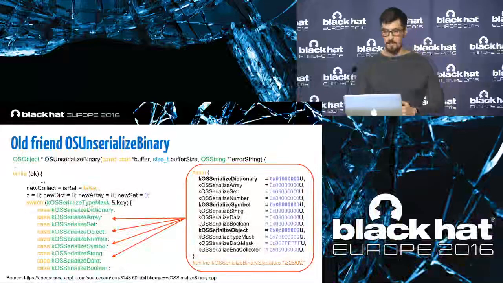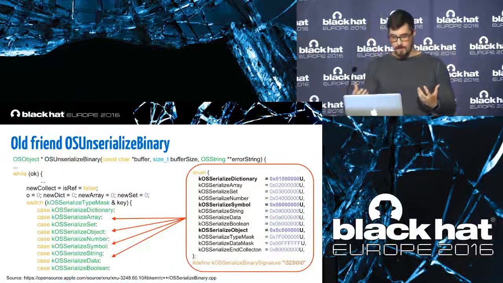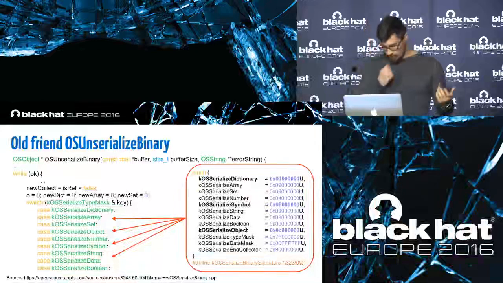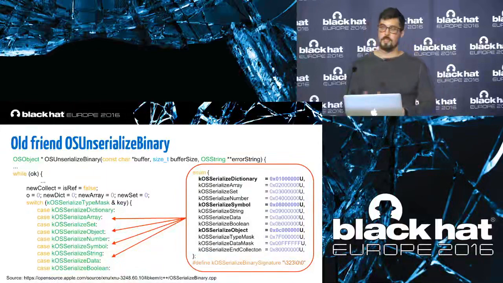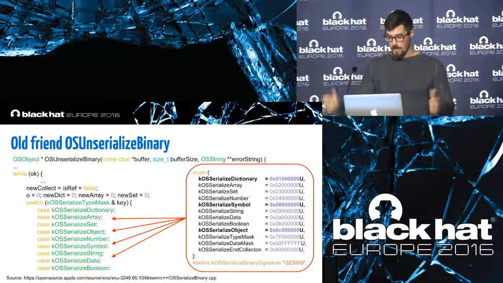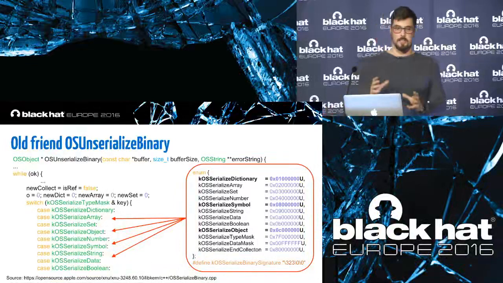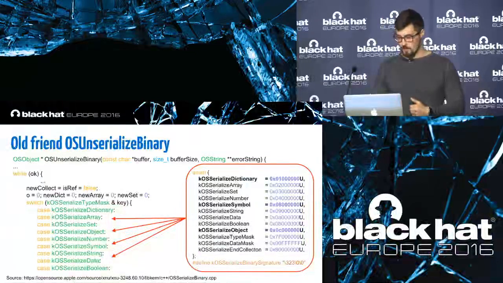OSUnserializeBinary, we just checked it in the previous bug. It's a method that parses binary-encoded values and returns the OSObject. It supports different container types like dictionaries, sets, arrays, and object types like numbers and symbols. And here is a very special case called kOSSerializeObject. It allows us to create a reference to an already deserialized object. This is important, and we will go for that next.